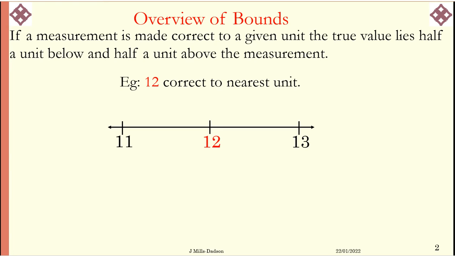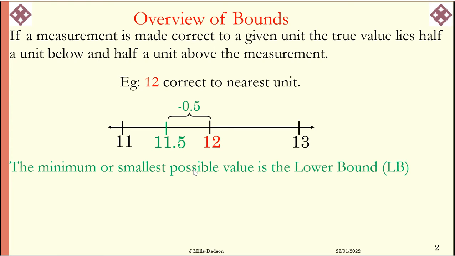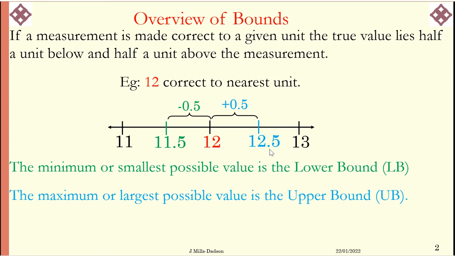Now, since there are several numbers above and below, all we need to know is the least number, and because we said it lies half a unit below, we take 0.5 from 12, and 11.5 becomes the least number, which we call the lower bound, or the smallest possible value. And 0.5 above, 12.5, becomes the biggest, or the upper bound, or the largest possible value. So we're saying that 12 lies halfway between 11.5 and 12.5.